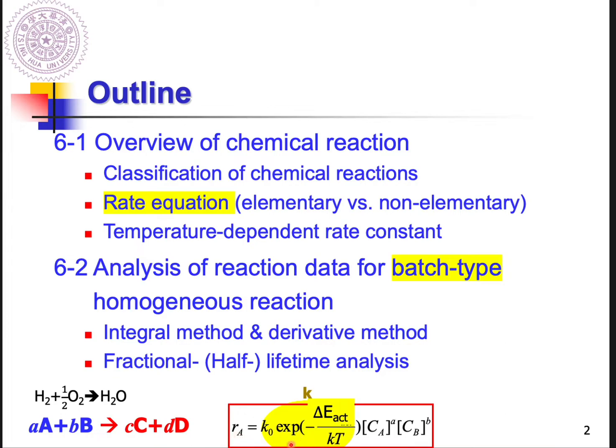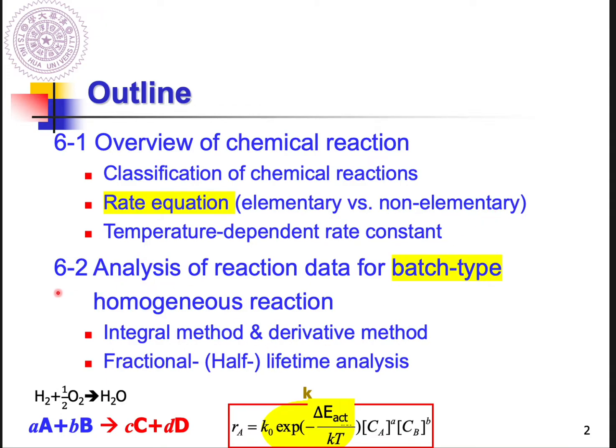The rate equation involves 2 parts. The first part is what we call the rate constant. The rate constant is correlated with temperature and also the energy barrier between the reactants and the products. The second portion is related to the concentration of reactants, and the order sometimes is identical with the coefficients A and B here, and sometimes is not the same as A and B. So that can be easily divided into elementary and non-elementary chemical reactions.